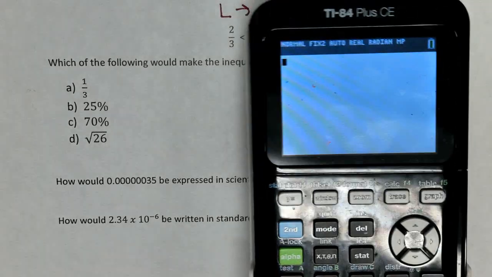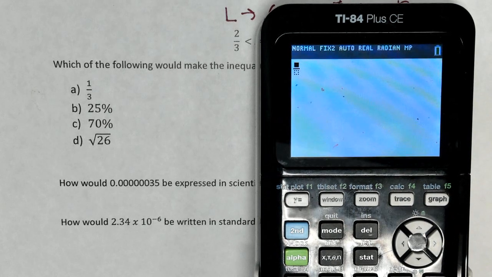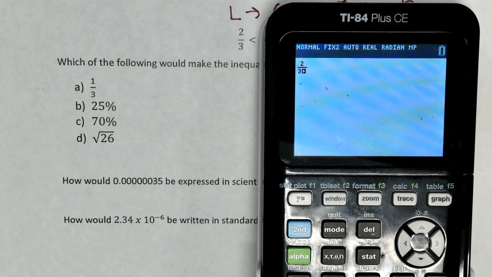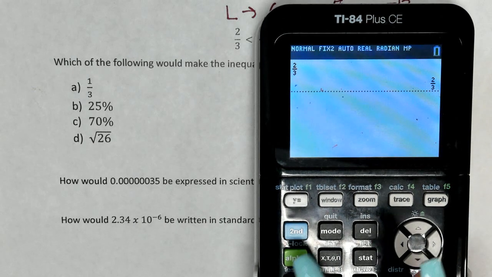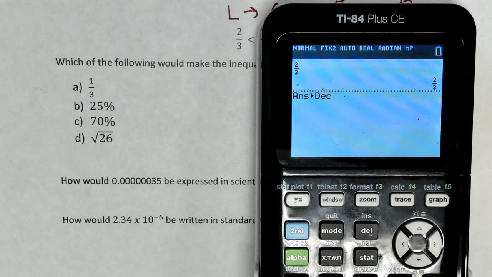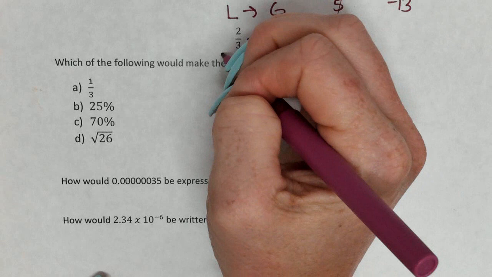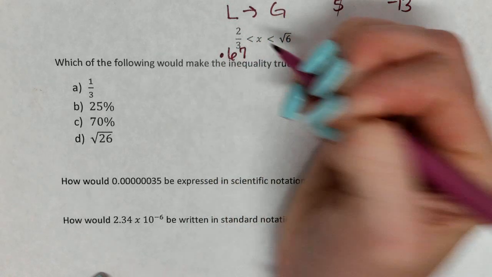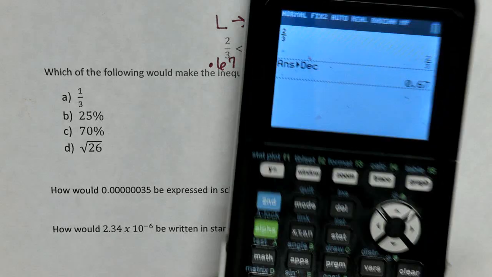So let's go change 2/3 to decimal form. So alpha y equals option 1. Put in 2/3, hit enter. That did nothing. Now what do I do? Math, decimal, enter. How much money? 67 cents. Write it right here. Now go change the square root of 6 to a decimal.